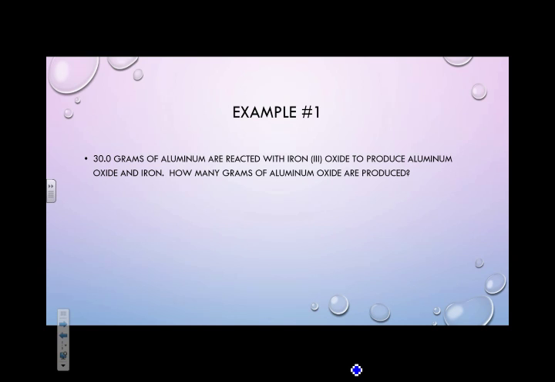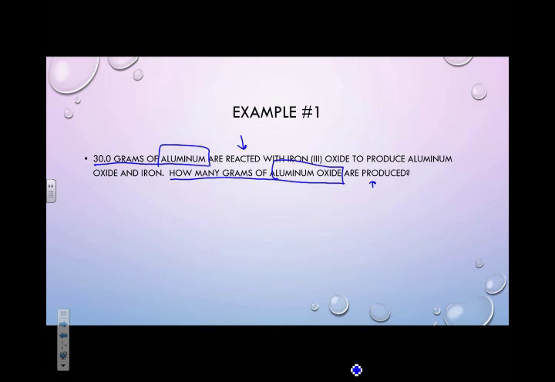and iron. Right there, I see that I have a chemical reaction occurring, and I'm probably going to have to write out and balance the reaction. I finished reading the problem. It says how many grams of aluminum oxide are produced. So it tells me I've got 30 grams of aluminum that's present as a reactant, and I want to know how many grams of aluminum oxide are produced.